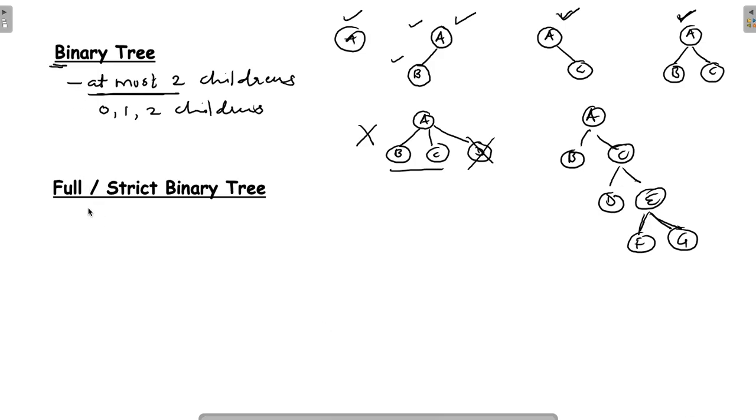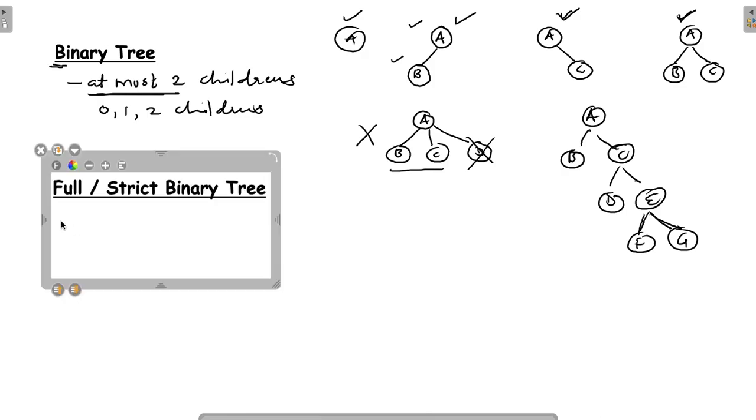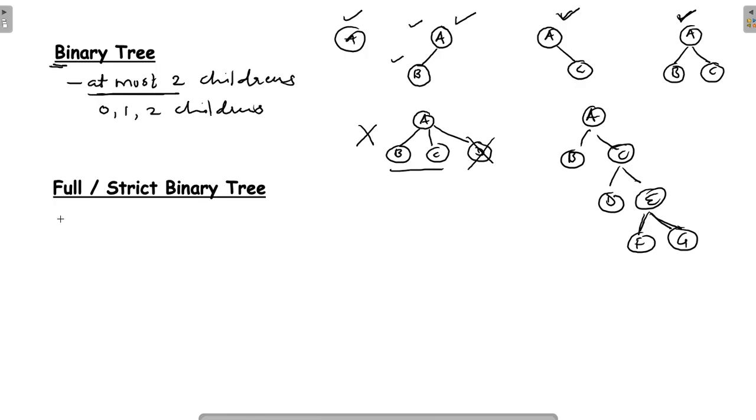Now let us discuss the second type, that is the full or strict binary tree. What it means is that it will allow either 0 or two children. Let's take an example. Suppose we have a node A, and it has no children, then it is a full or strict binary tree.